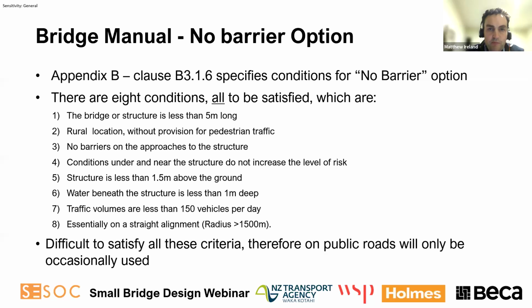Just to touch a bit more on barriers again. Appendix B provides the requirements for traffic barriers on bridges, and also covers pedestrian barriers for highway bridges. We've touched on this a wee bit earlier, but there is a no barrier option. But in reality, there are 8 conditions to satisfy to ensure that a no barrier option is appropriate. I'm not going to read through all of these, but at the end of the day, it's pretty difficult to satisfy all 8 of these criteria.